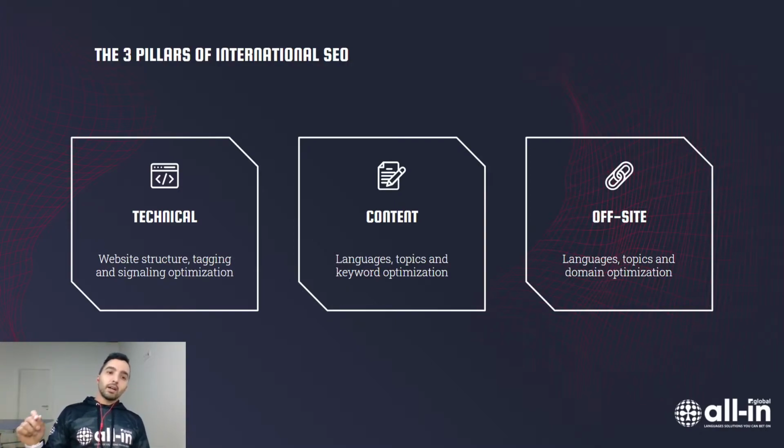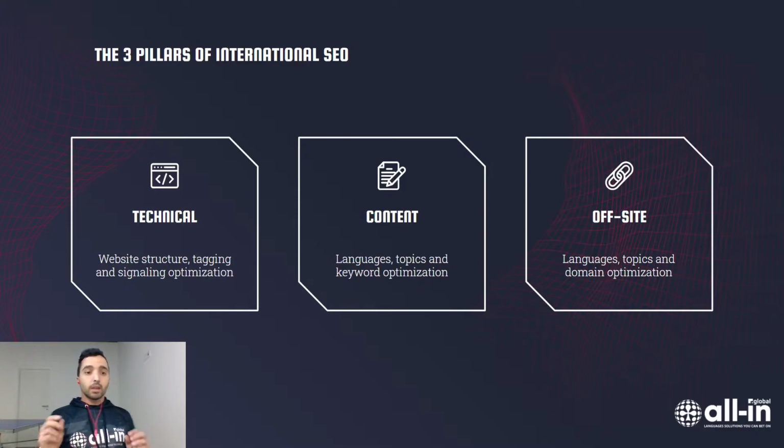On the technical side of it, we will be talking about website structure, we will be talking about tagging and signaling optimization, meaning that you need to send the proper message to search engines so they know what audience you're talking to and which content they should present to your audience when they're looking for it. So you don't get a Spanish guy getting a French content and a French guy getting a Portuguese content. So this is where the technical side of it will be crucial for the spiders, search engine spiders, to actually crawl and fetch the proper content that you need to deliver to your audience.